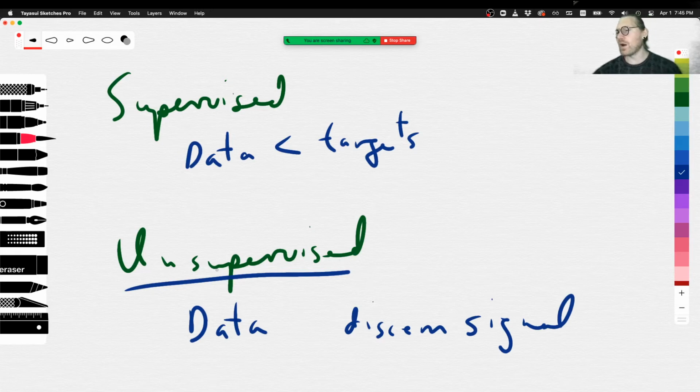Now, often we will use unsupervised learners, unsupervised algorithms, in order to gain insight into data that also has targets. And from that, we will engineer more features in our data so that we have better prediction outcomes.